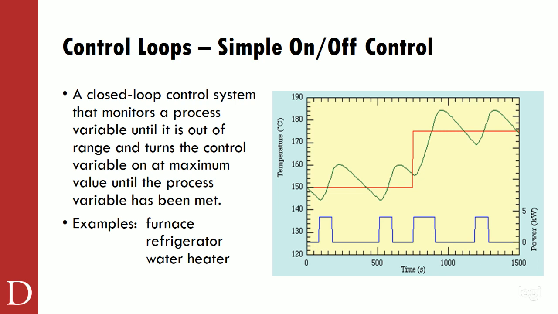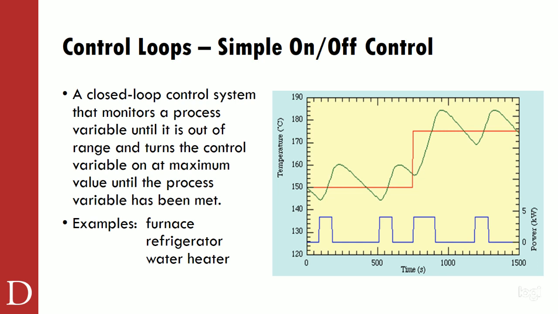And before we get into what we're going to use, I want to just talk about, you guys see closed loop control all the time. So a control system that's closed loop monitors the process variable until it's out of range, turns the control variable on, a lot of times at the maximum value until the process variable has been met. So I've got kind of a neat little example over here.